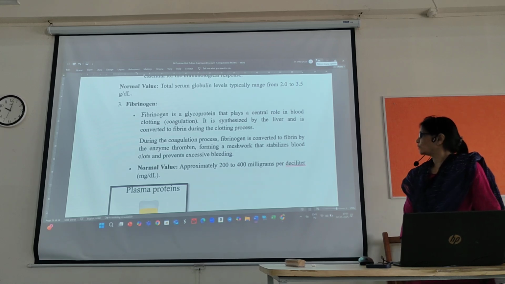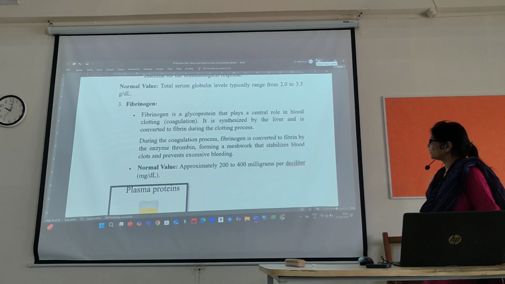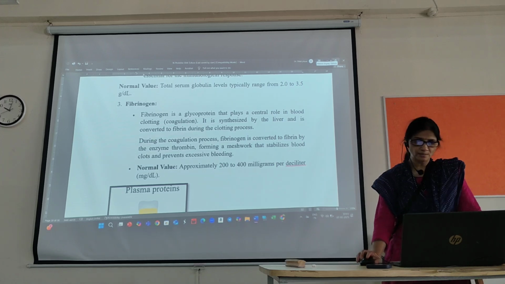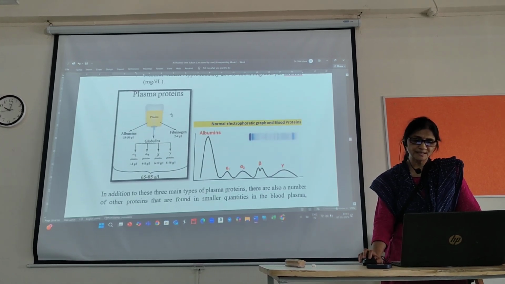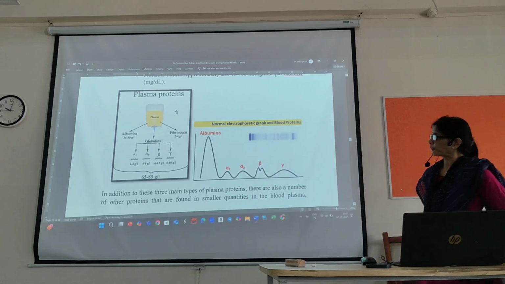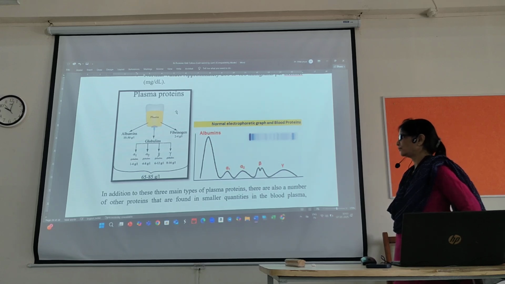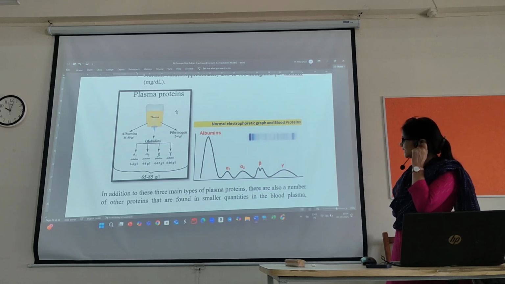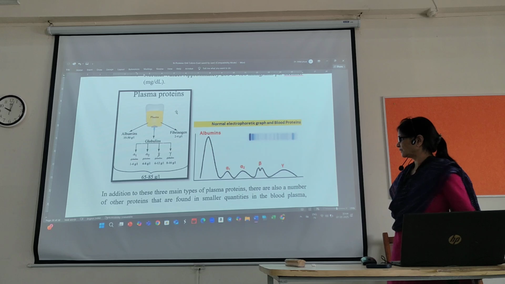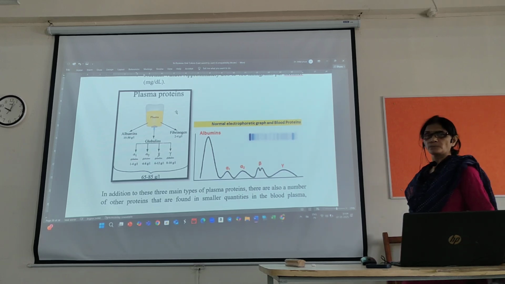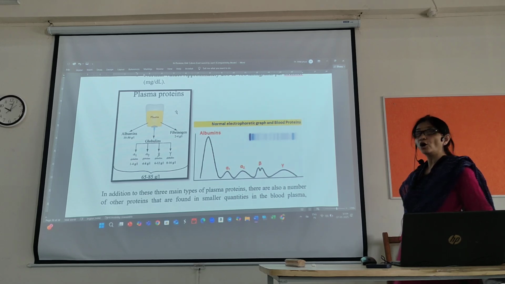Then the normal value of fibrinogen is approximately 200 to 400 milligrams per deciliter. In plasma, albumin is there, fibrinogen is there, and globulin. Four parts of globulins are there: alpha 1, alpha 2, beta, and gamma. Total is 65 to 85 gram per liter. Mainly, it must be present in our body normally.